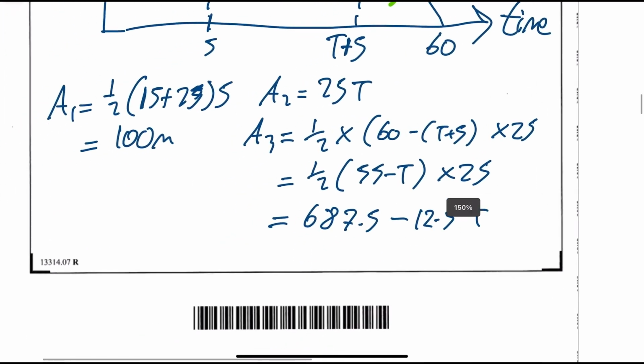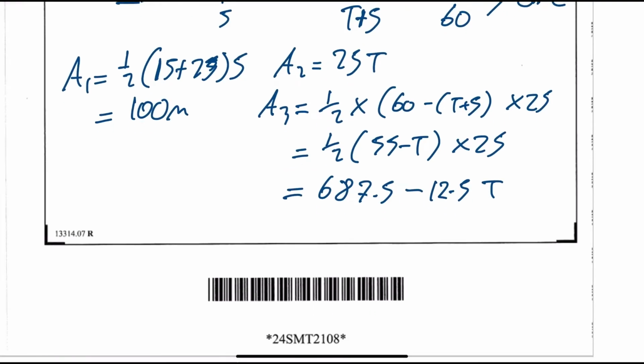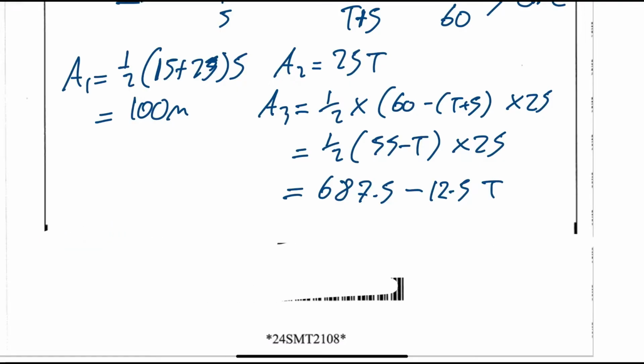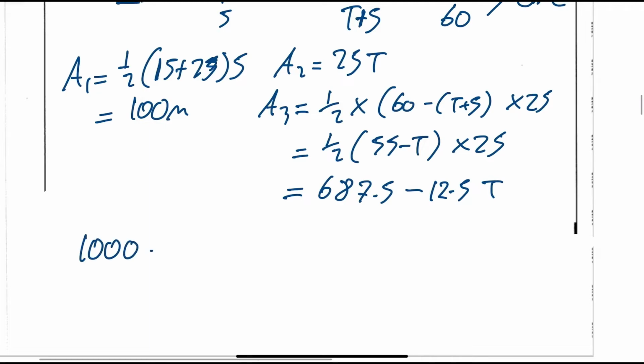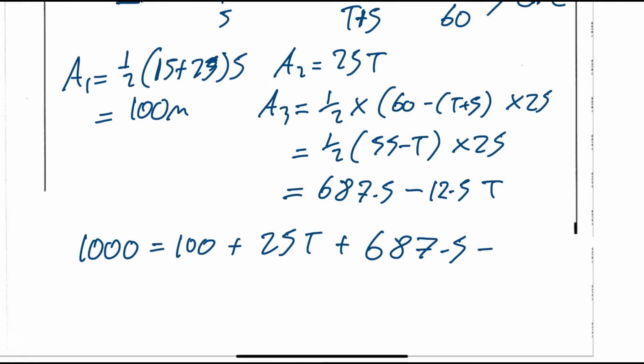Now we know these three areas, again, this is just so we can see it here. I'm going to get rid of all of this, just so I can do this all here. We know the three areas are equal to 1 kilometre, which is 1,000 metres. So 1,000 is equal to 100, area 1, 25t, that's my area 2, 687.5, minus 12.5t, that's my area 3. That's a mess, so you tidy it up.